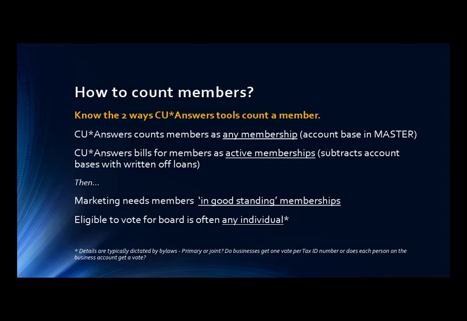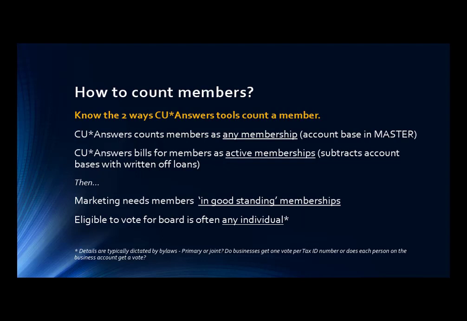Anytime there's a larger number and a smaller number, now that you know there's only these two ways we count a member, it is safe to assume that the larger number is the raw basic count of every account base in the system, an open account base. And the smaller number is slightly more refined, scrubbed of written-off loans. But again, we could make this as easy or as complicated as we want.